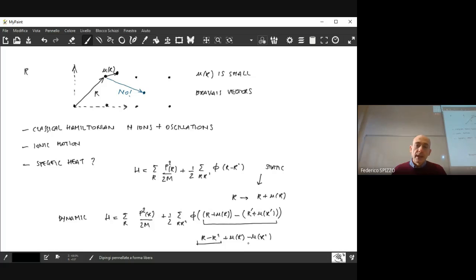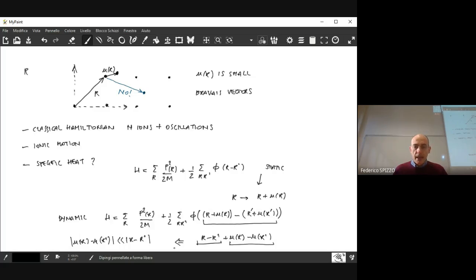So when we say that the deviation from equilibrium is expected to be small, what one is assuming is that u of r minus u of r prime is smaller and smaller with respect to r minus r prime. So in this case, the assumption is that u of r minus u of r prime is smaller and smaller with respect to r minus r prime.